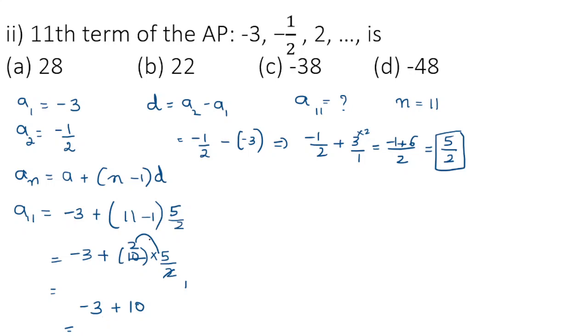Okay, wait. Here one mistake is there. 5 5s are 25, not 2 5s. So it should be 25 here, not 10. Now subtract 3 from 25. The answer is 22, because the bigger number is 25 and it has a positive sign. So the 11th term is 22, which means B is the correct option.